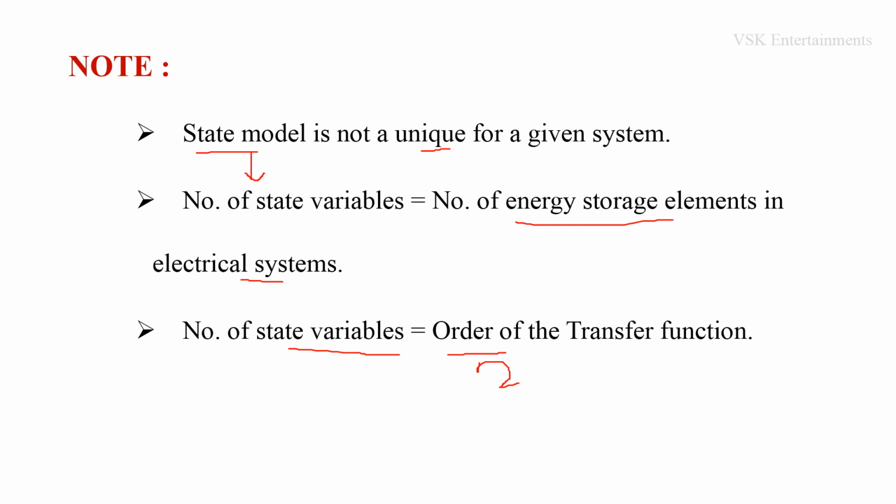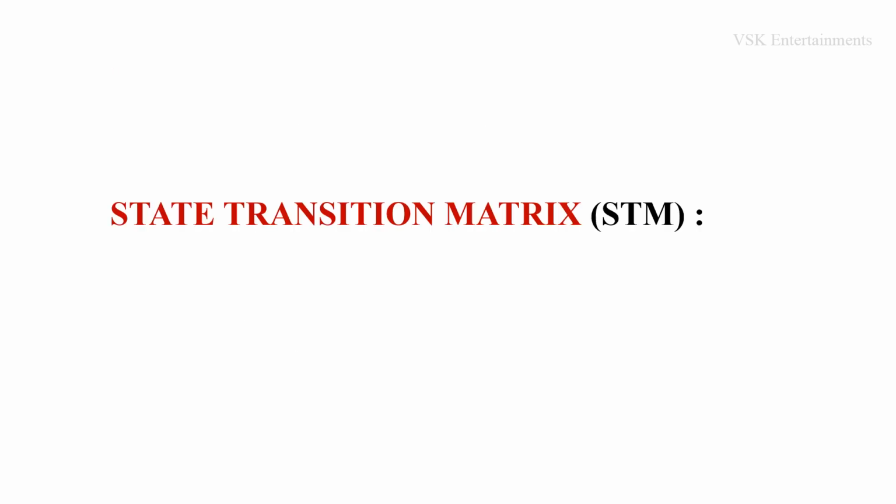Means by considering 2 state variables or 2 state vectors also, we will get the right answer, but we will get only a 2 by 2 matrix. This is about how we obtain the state model by using the given transfer function. That is our practice problem.